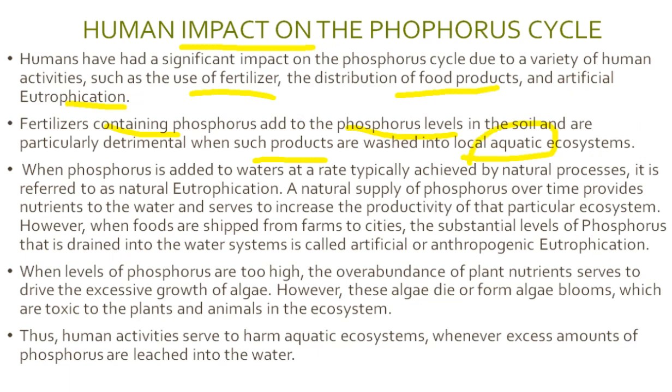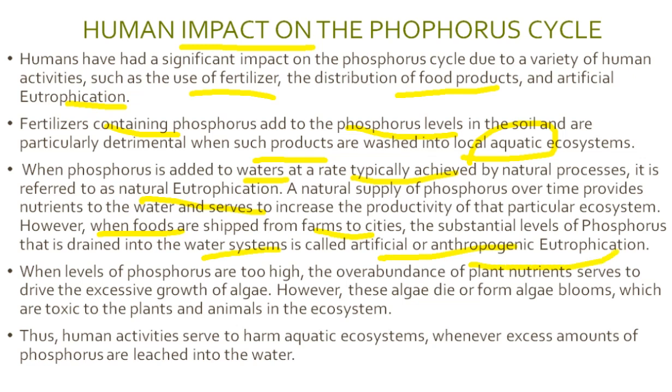When phosphorus is added to waters at a rate typically achieved by natural processes, it is referred to as natural eutrophication. A natural supply of phosphorus over time provides nutrients to the water and serves to increase the productivity of that particular ecosystem. However, when foods are shipped from farms to cities, the substantial level of phosphorus that is drained into the water system is called artificial or anthropogenic eutrophication.